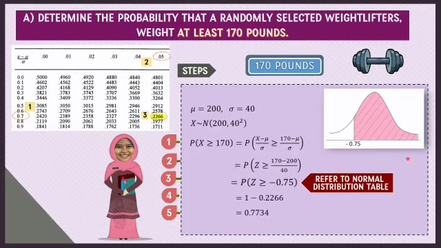The whole graph is equal to 1. So, to determine the probability of x more than or equal to 170, we need to minus 0.2266 from 1. So, we will get 0.7734, which is our final answer for this question.